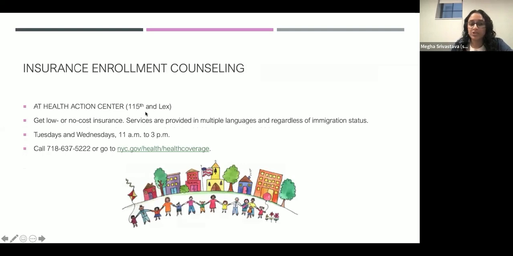This is from the Health Action Center, on 115th and Lex, for getting connected with insurance enrollment counselors, who are available Tuesdays and Wednesdays from 11 to 3 p.m. You could call them during those times to discuss how to get low or no cost insurance, and their counseling is available in multiple languages.